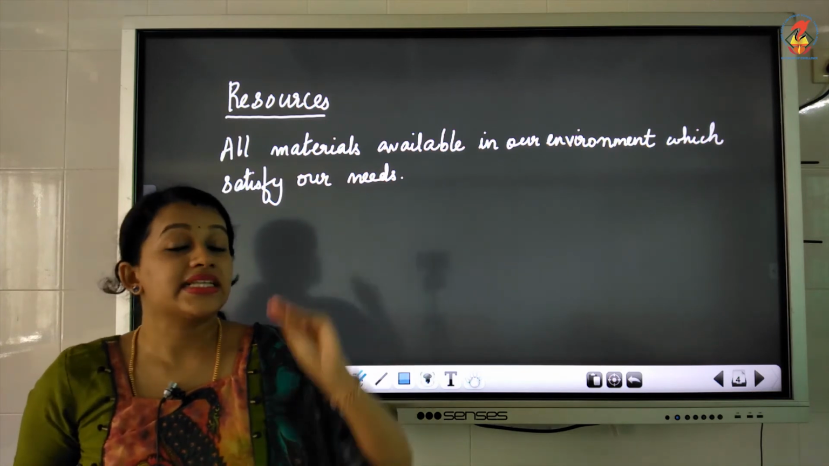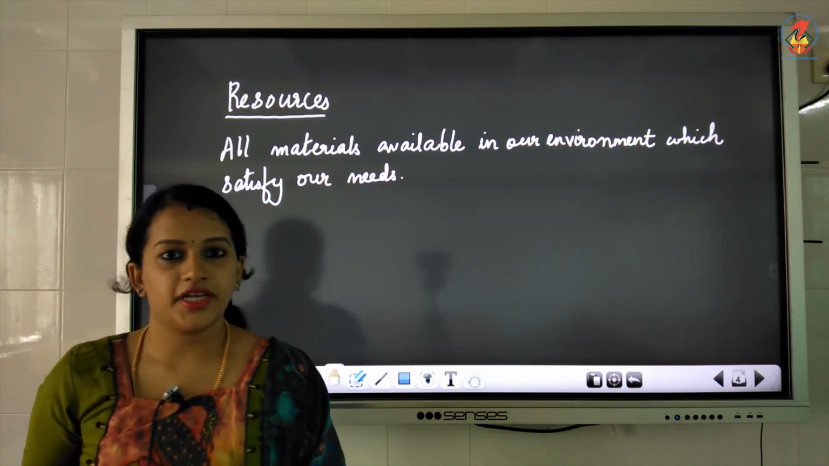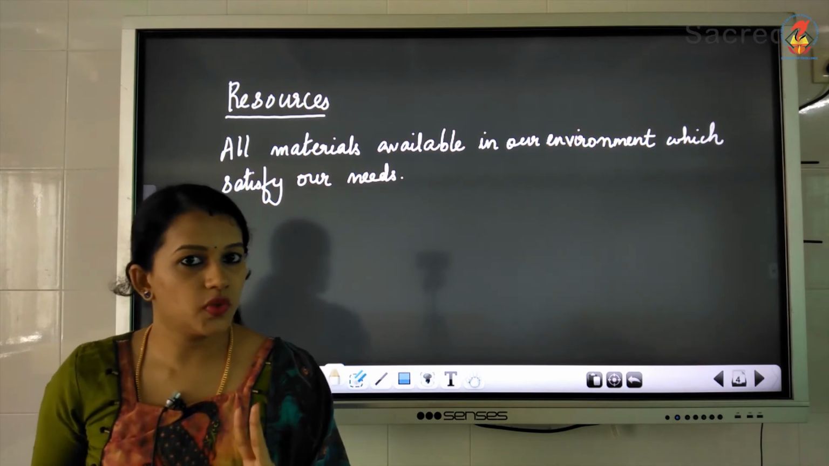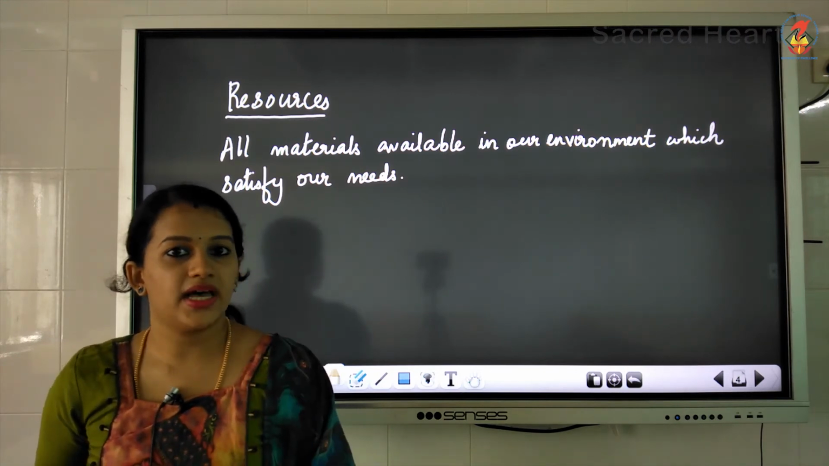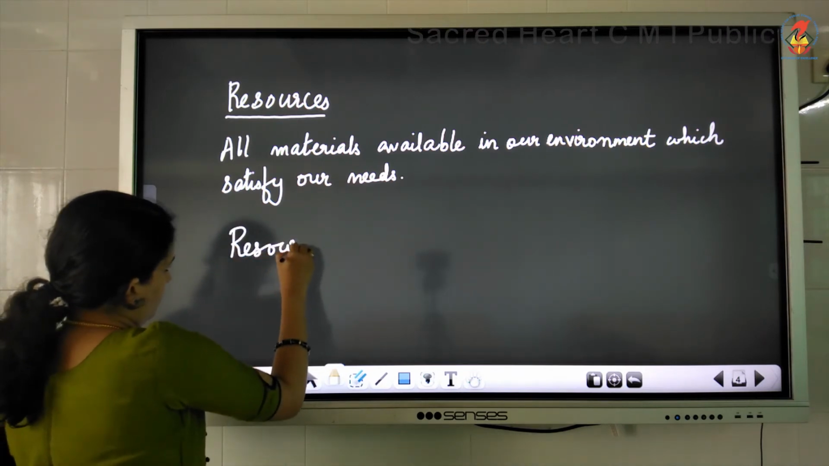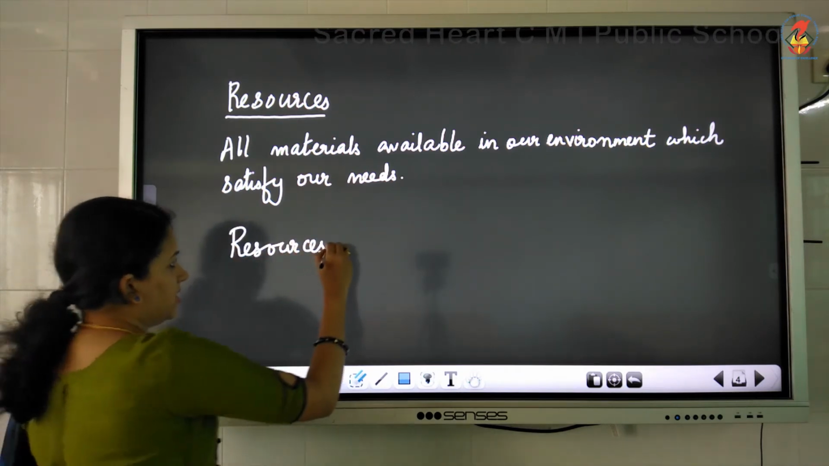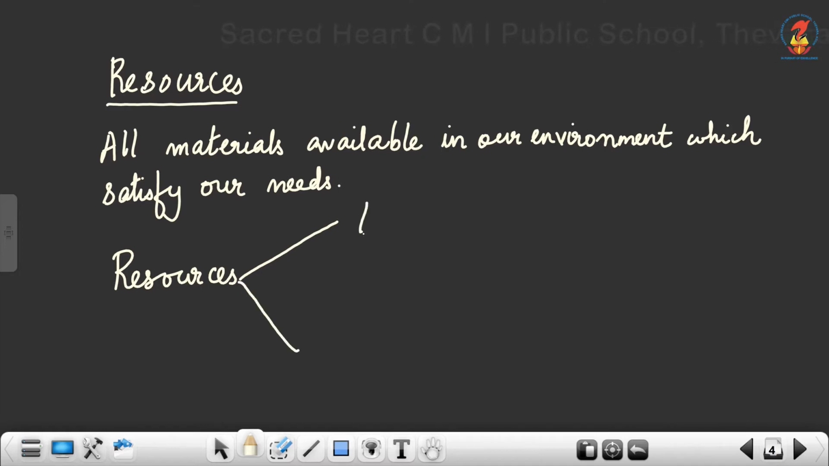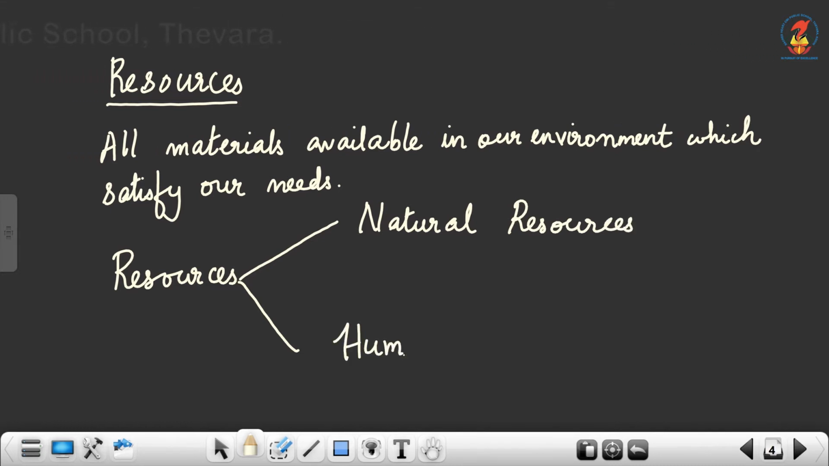These resources can be classified into two types. Resources can be broadly classified into two types. The first one is the natural resources, and the second one is the human made resources.